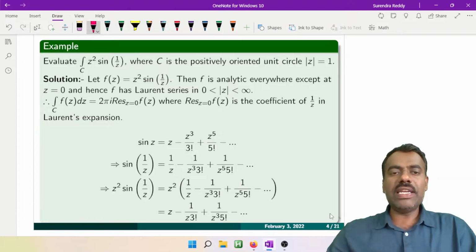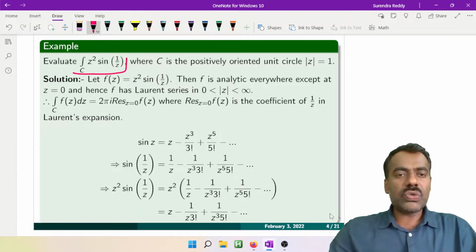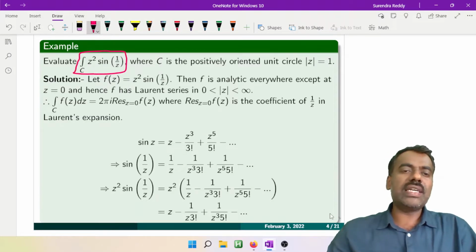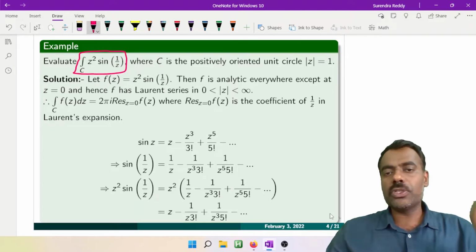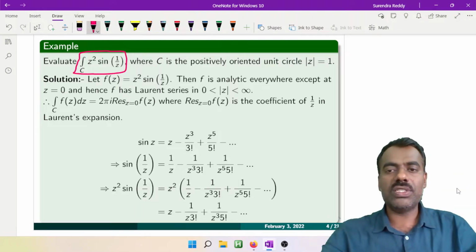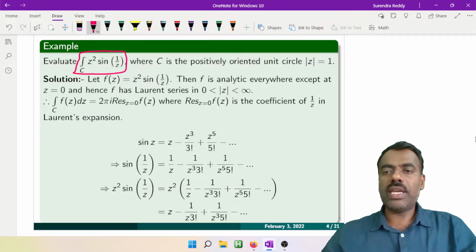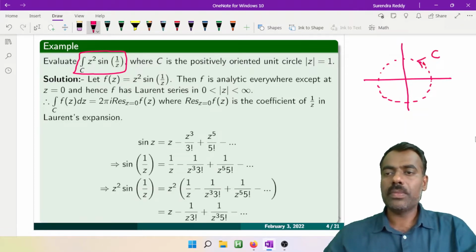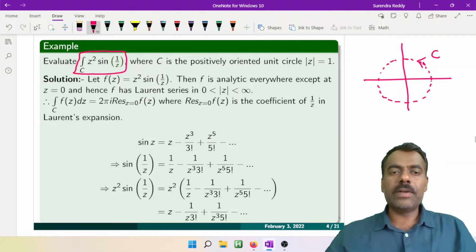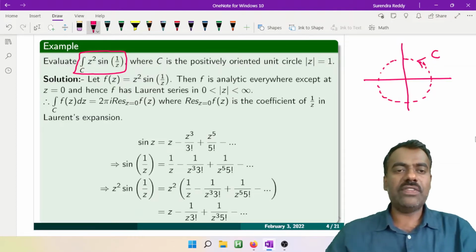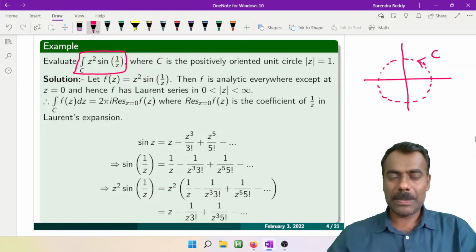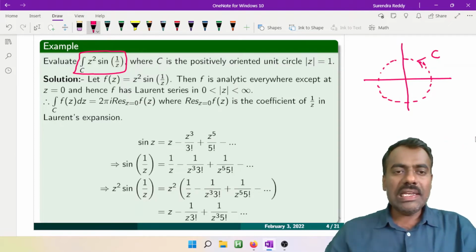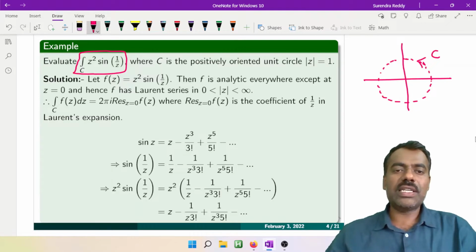If you see the example, suppose we want to evaluate the integration of z square times sine of 1 by z over c, where c is the positively oriented unit circle, mod z is equal to 1. So in the picture, this is our c, positively oriented. We want to calculate the integration of this function f of z, which is z square into sine 1 by z, over c. Clearly z is equal to 0 is a problem.